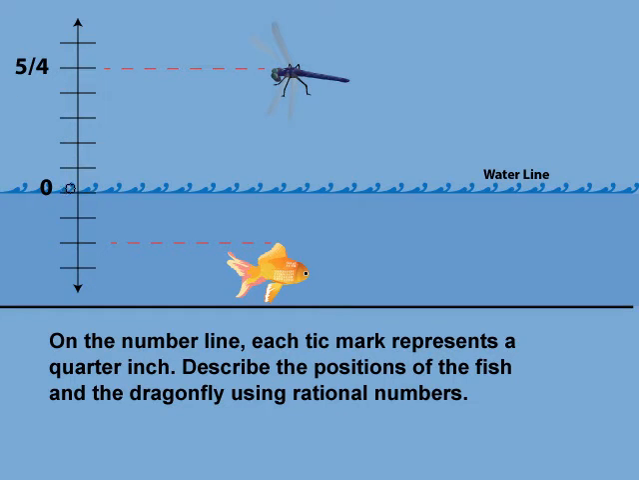Now let's find the position of the fish. Starting at 0, there are 1, 2 tick marks. Since this position is below the 0 mark, the number is negative. So the fish is at position -2/4, which is also equal to -1/2.